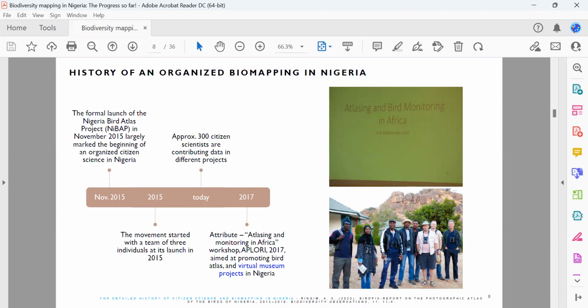And from the slides there are photos, you can see the screenshot of the workshop and some of the workshop participants. And this is when we were introduced, along with other friends and other scientists in Nigeria, to biomapping activities.